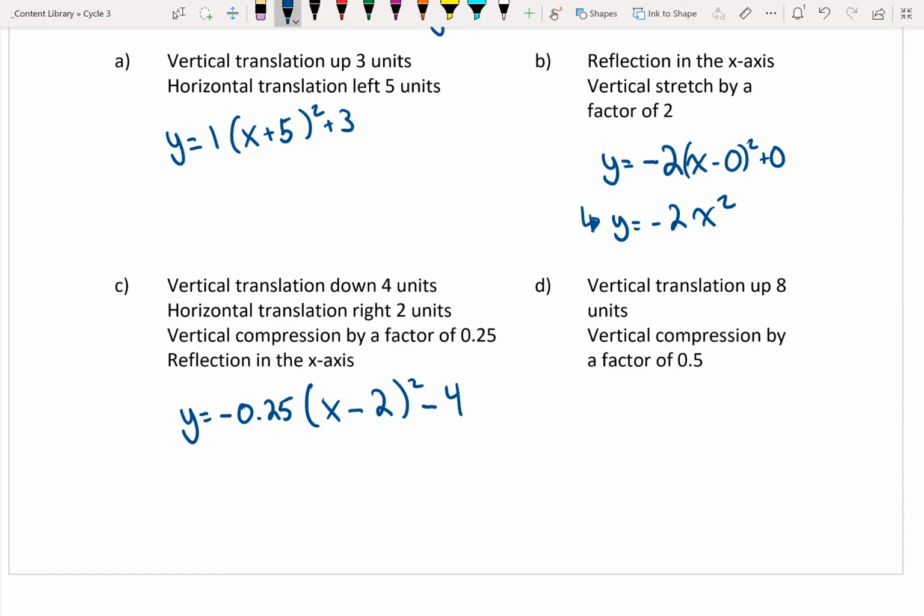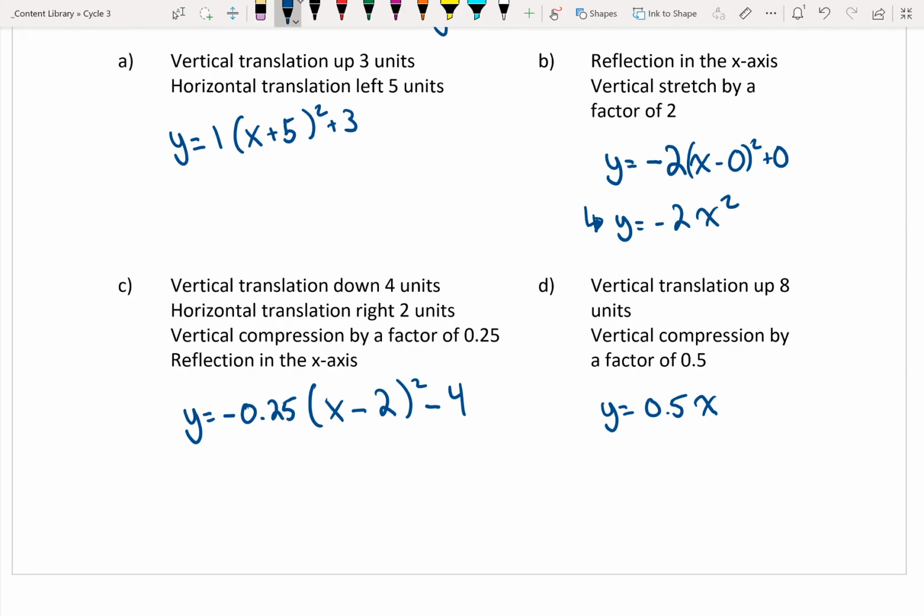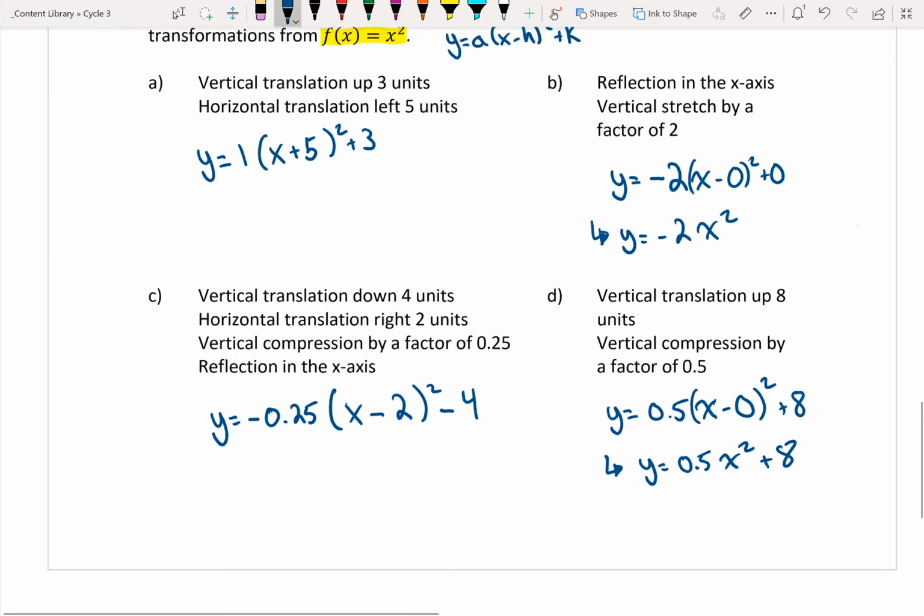And finally for D, vertical translation up 8 units, and a vertical compression by a factor of 0.5. So we have an a value and a k value. The a value is 0.5. It's still positive because it doesn't say that it's reflected. I have my x value. I'm just going to do x minus 0 because there is no translation left or right. So x minus 0 squared plus 8 because I'm moving it up 8. And I can simplify this to y equals 0.5 times x squared plus 8. So that is the simplified form.